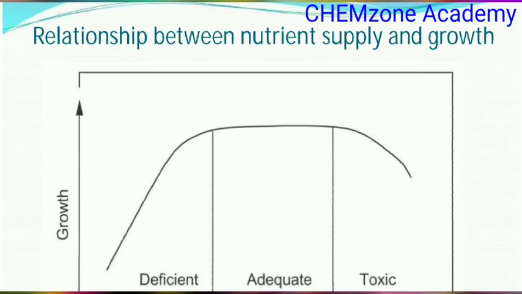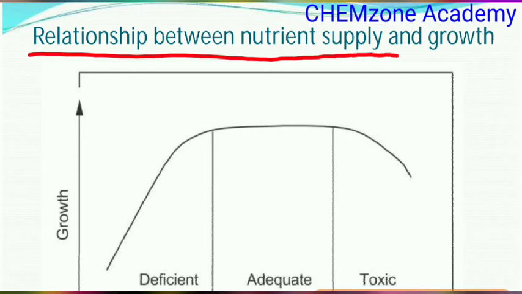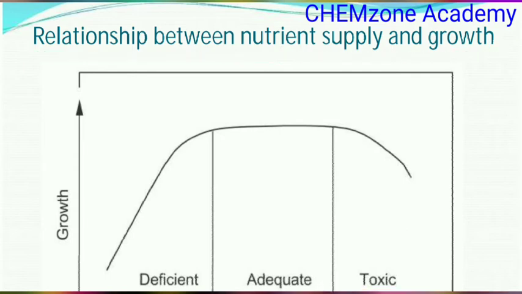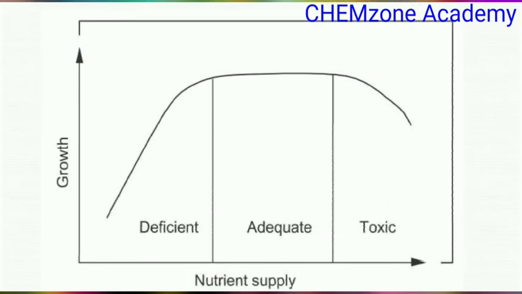So we have to be clear about whatever we are having, how it is affected by other things, because it is very important to know before going through these kinds of things. Here we understand the relationship between nutrient supply and growth. So it is given a chart.